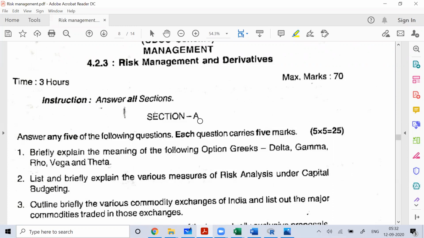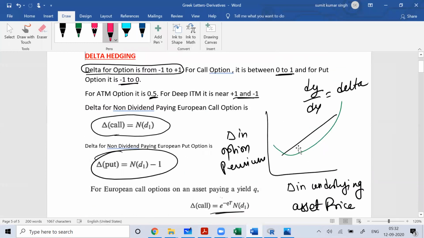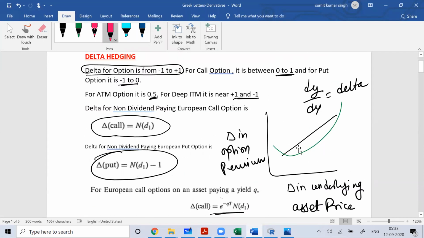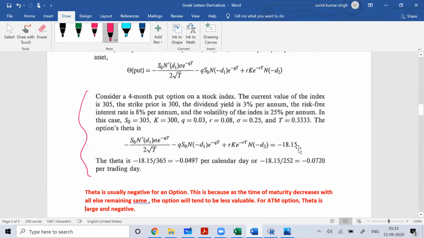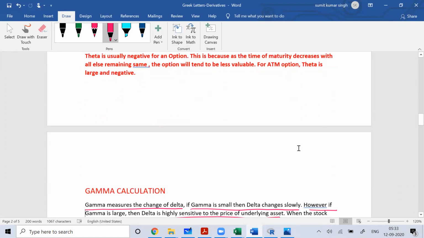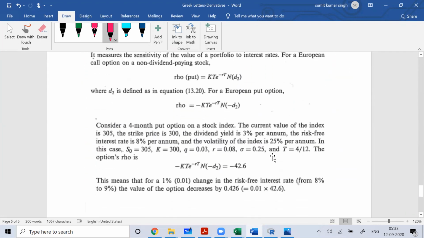In my previous video, I discussed Greek letters, and I talked about the meaning of the different Greek letters, either the delta or gamma or vega or rho or theta. If you're not aware of Greek letters, please make sure that you watch my previous video where I spoke about all the different forms of Greek letters. So this is a theoretical description of all the different forms of Greek letters.